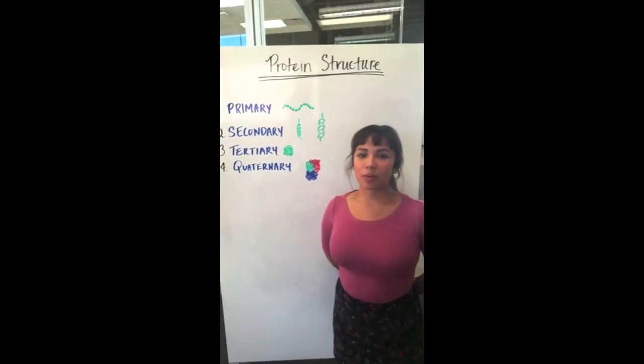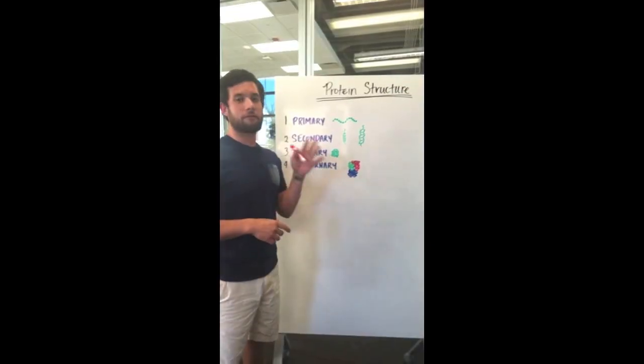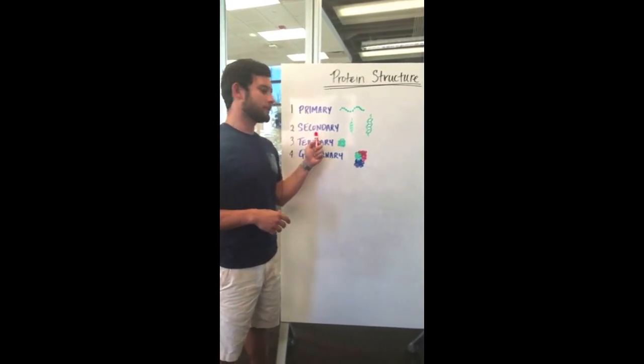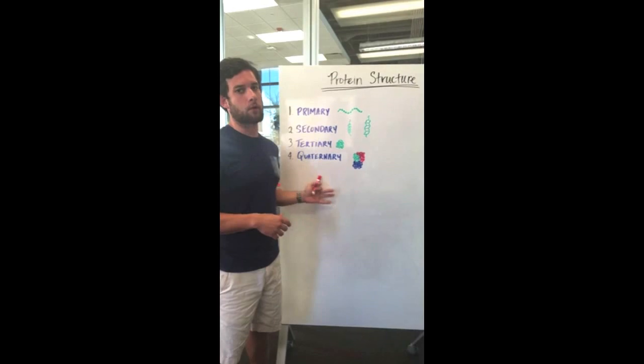And today we're going to talk about protein structures. There are 4 subgroups for a protein structure: primary, secondary, tertiary, and quaternary.